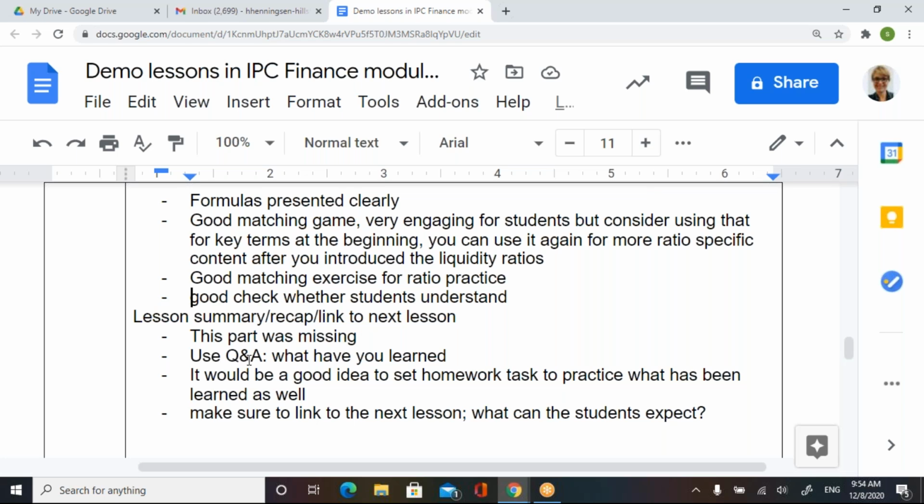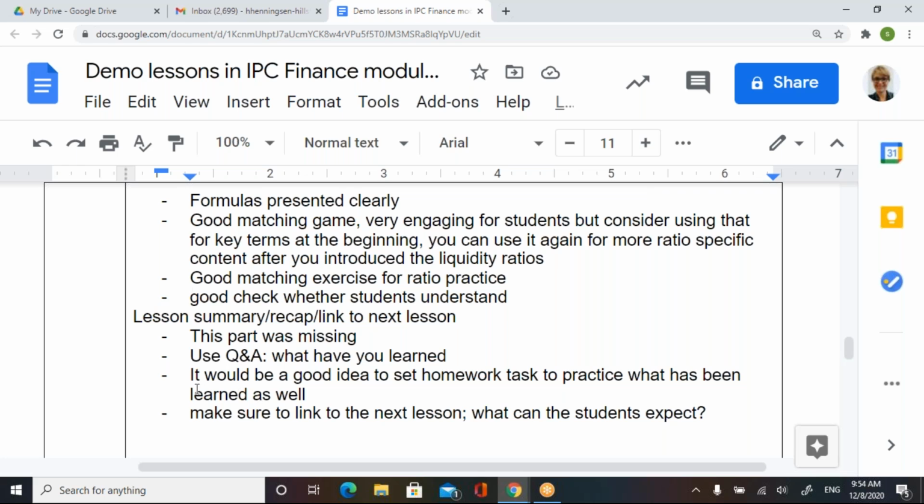So use question and answers. So what have you learned? What was the important content? So anything about the liquidity ratio. You could even go back to a quick sort of Kahoot or matching exercises, whatever you fancy. It shouldn't be too long. It should be really, really quick. So whatever is quickest here.